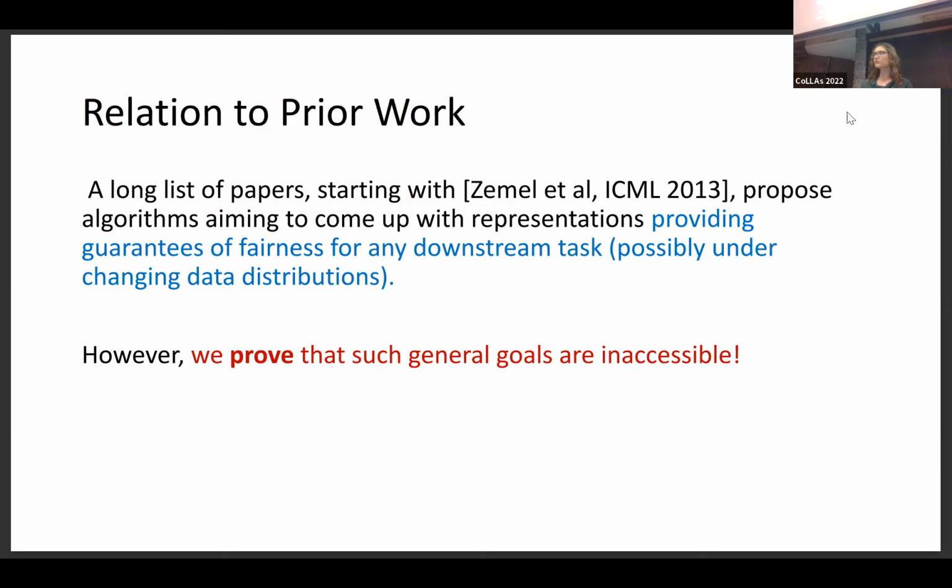So in this work, we ask whether representation learning can help to achieve fairness for multiple tasks. We are, of course, not the first people to ask this question, and there's been a long list of papers, starting with Zemel et al. at ICML 2013, which propose algorithms to come up with representations that aim to provide guarantees for fairness for downstream tasks. This should hold for any downstream task, with possible change of distribution and for all kinds of uses of this representation. In our work, we show that this goal, as it has been stated in the literature, is not achievable.